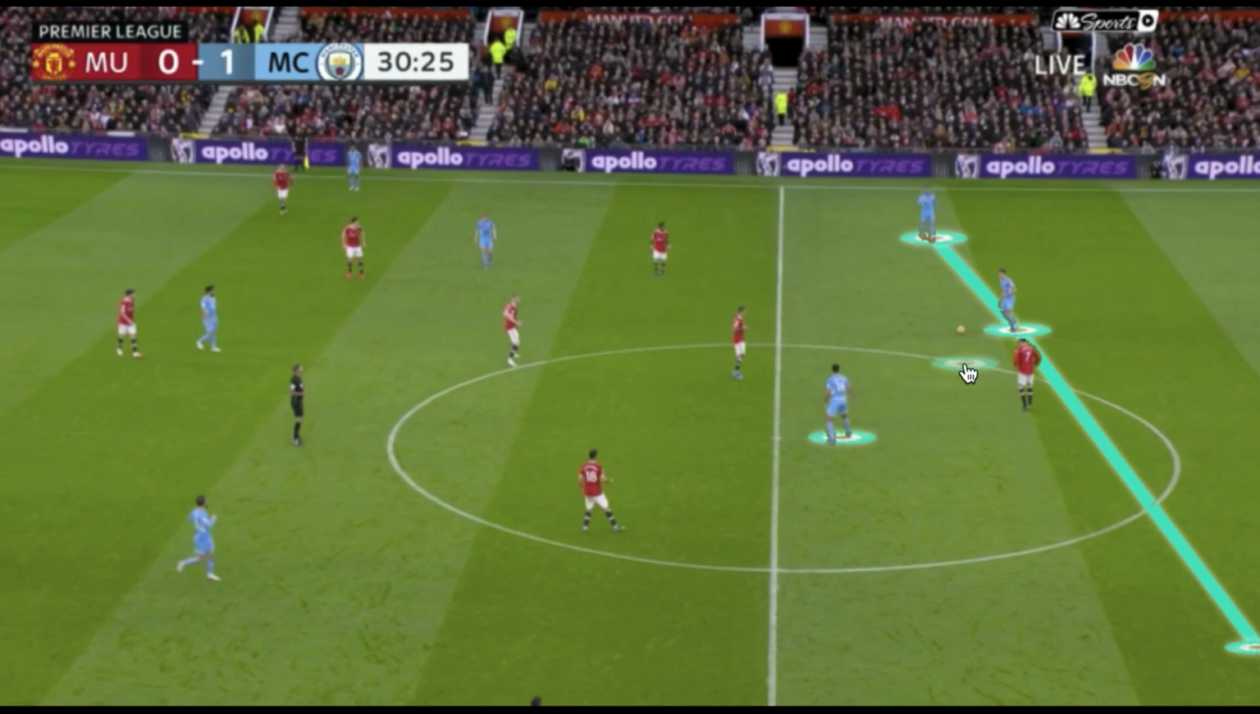Rodri typically played as the single pivot today, with three attacking midfielders of Bernardo Silva, Ilkay Gundogan, and Kevin De Bruyne all in front of him, and matching up against United either when they played with a back five or a back four. These three players were crucial in their movements and how they were able to break Manchester United down.